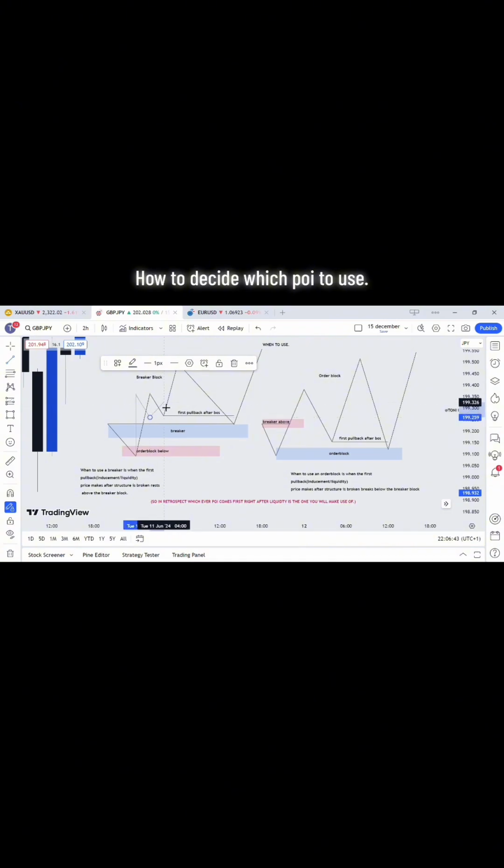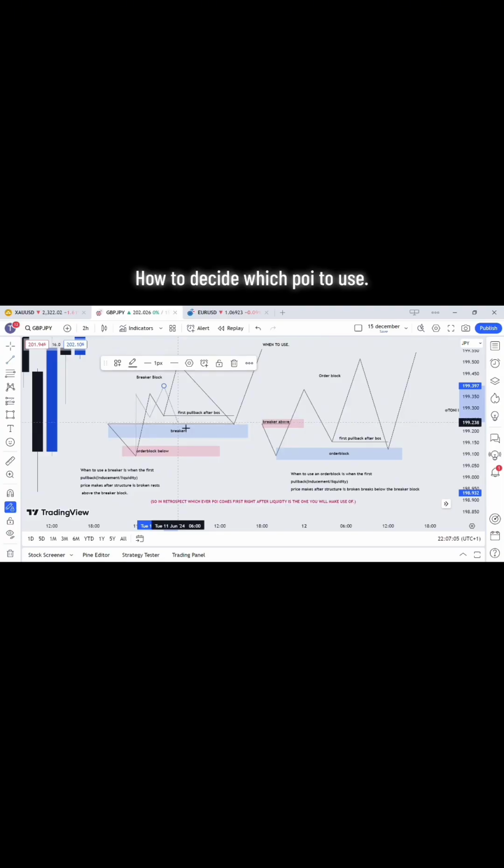So since the first pullback did not touch that breaker, it means that the breaker block is still yet to be mitigated. Meaning that if price should come back to sweep this first pullback, which is what I take as my liquidity, this breaker block here is going to be valid to be used as entry, regardless of there being another block below it. Because why?